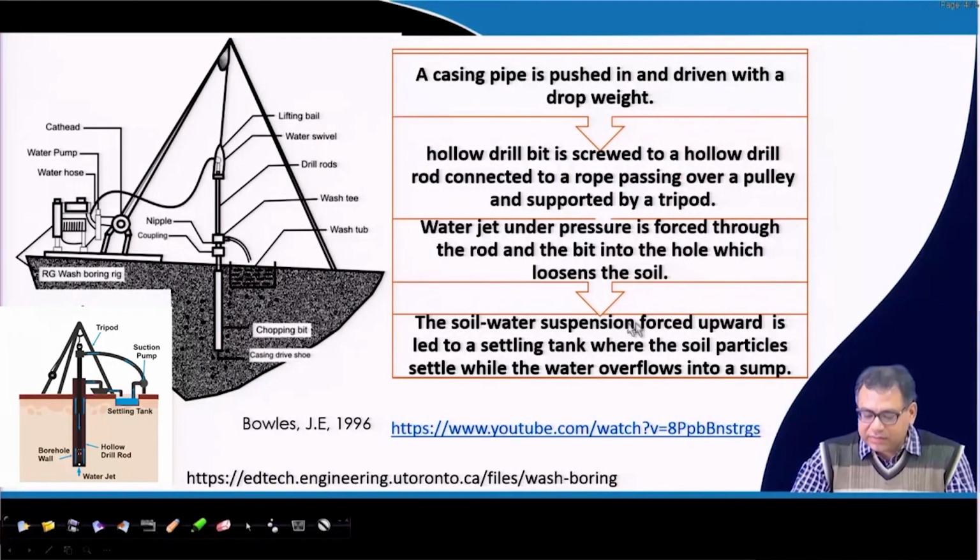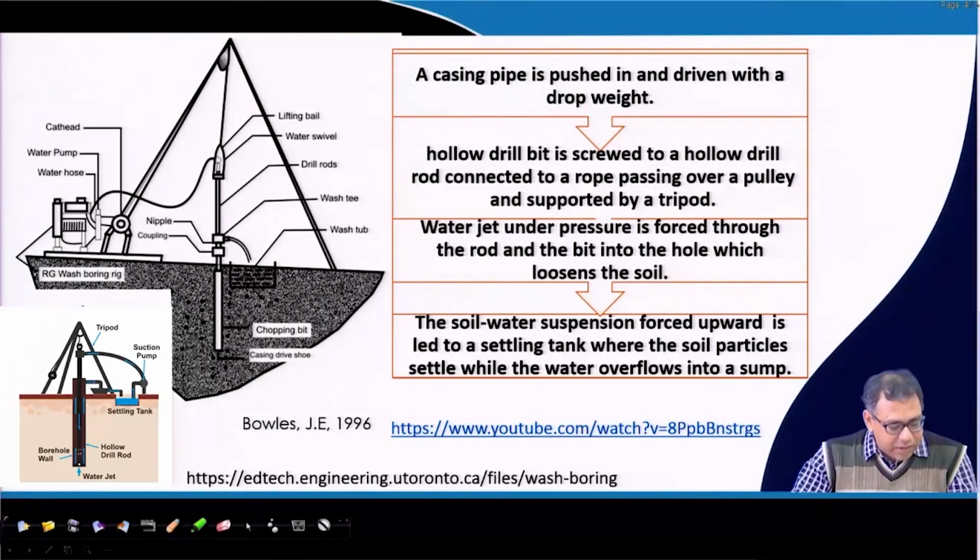Then the soil-water suspension is forced in the upward direction. That means when we apply the water jet, the soil becomes loose. So this soil with the water, this slurry, is forced to move. Here we apply the jet in the downward direction, as the arrow shows, and the water jet, water and soil particles, this slurry, is forced to move in the upward direction.